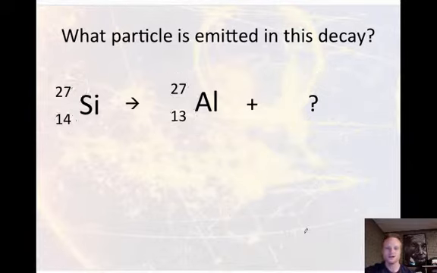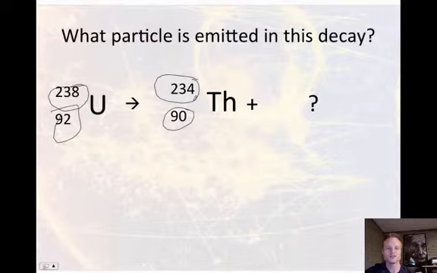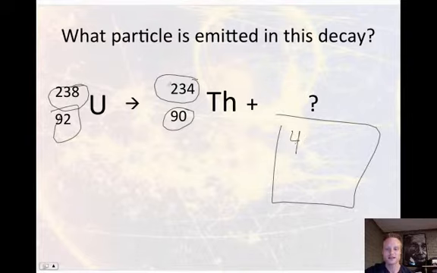Okay, let's try another one. What particle is emitted in this decay? Here we have uranium with an atomic number of 92 and a mass number of 238, and it produces thorium with an atomic number of 90 and a mass number of 234. What particle would it emit? Notice 234 plus blank equals 238. I'm thinking I have to put a 4 up here, right? That would give me 238. And 90 plus blank equals 92. What number do I have to put down here? 2, right? 4 and 2.